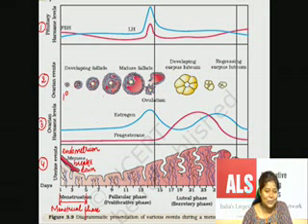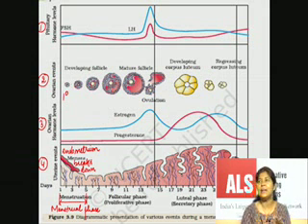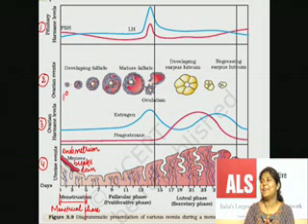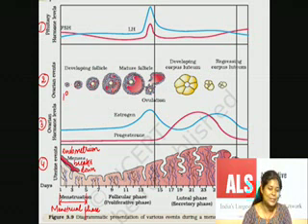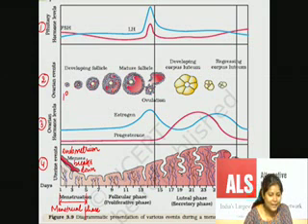Okay, fine. So, look over here. This is the primary follicle. We all know that all the primary follicles are formed before the birth of the girl child. We have done this.